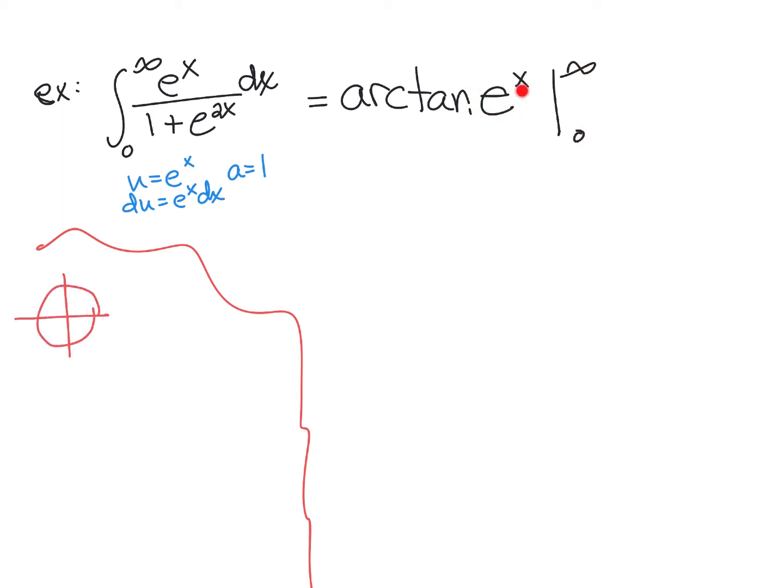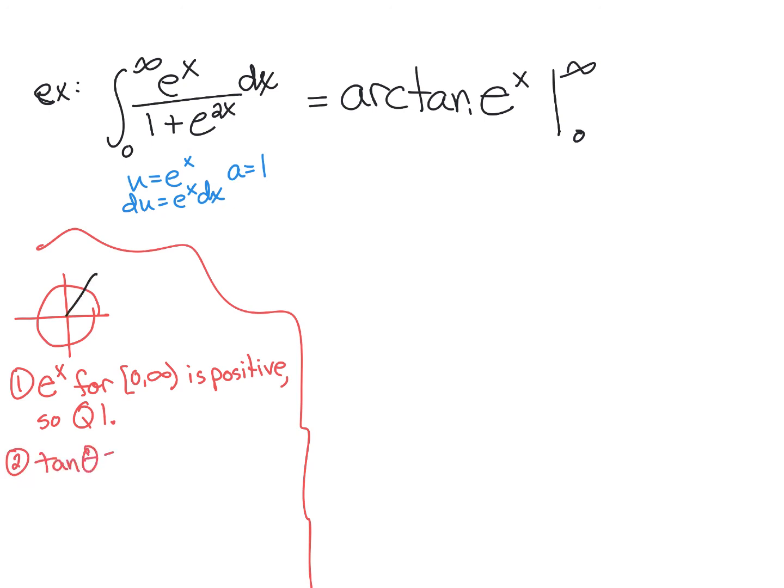So this thing, e to the 0, is 1. So I'm actually looking at the angle that makes the tangent equal 1 and the angle that makes the tangent equal infinity. Okay? So for e to the x, if x goes from 0 to infinity, e to the x, like I said, is going from 1 to infinity. This is where the tangent equals 1.